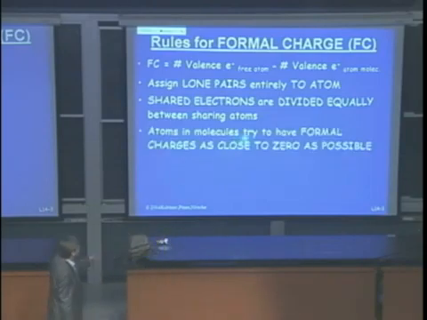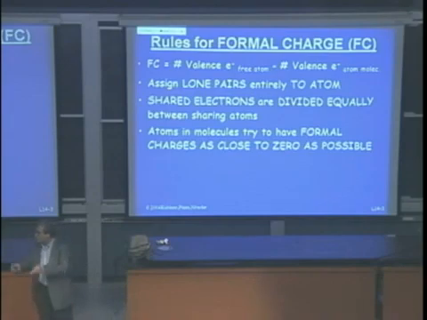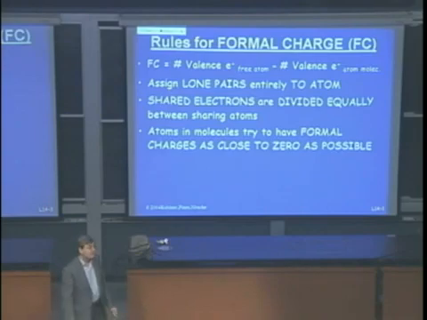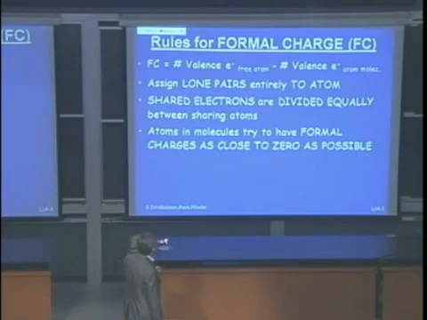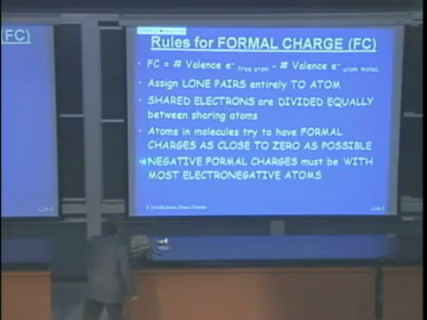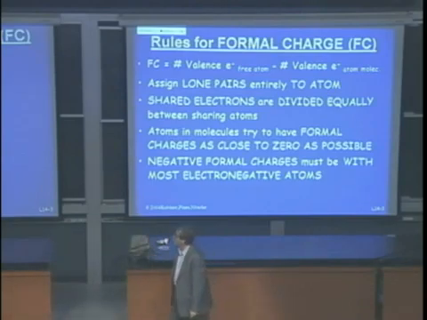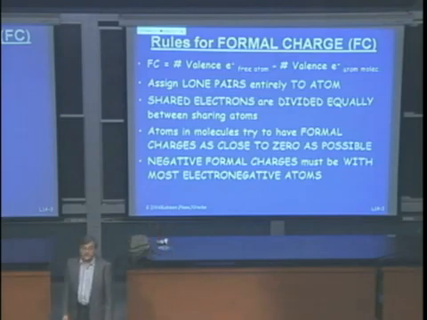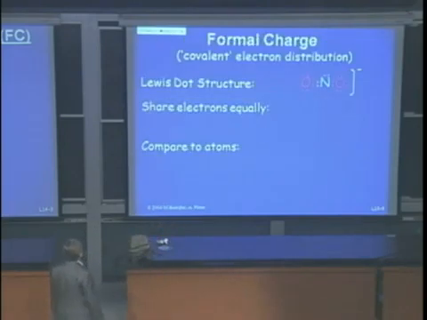Atoms and molecules try to have formal charges as close to zero as possible. So you can't have a wild distribution of charges over your molecule. You want to have formal charges very low, in the Lewis structure that you're trying to find. And then a very important issue is that the negative formal charges must be with the most electronegative atoms. So if you have sulfur and oxygen, where would be the negative charge? It would be on the oxygen and not on the sulfur. That's important.